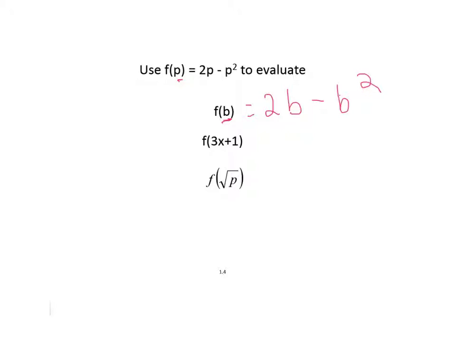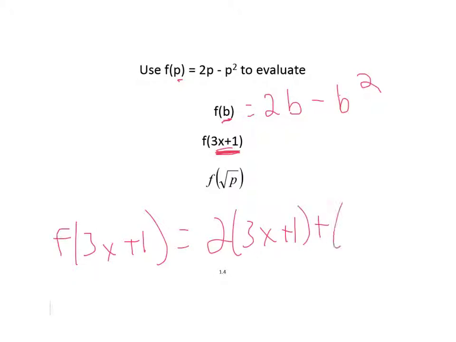Okay. And now we're going to do a composite function because every place we see a p, what do we do with the 3x plus 1? We replace it. So f of 3x plus 1 equals 2 times 3x plus 1 plus 3x plus 1 squared. So it's okay to leave it like this, but sometimes they want you to clean it up. So in order to clean this up, what are we going to do? 6x plus 2. And then we're going to FOIL this.